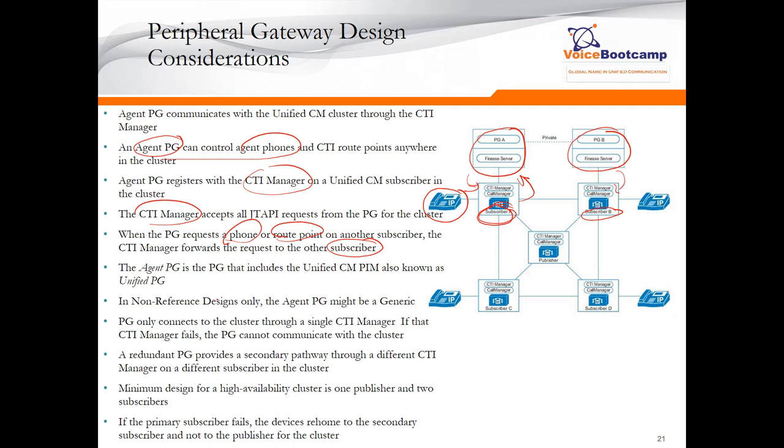Agent PG is the PG that includes a call manager PIM known as Unified PG. In non-reference design, the agent PG might be generic PG, where a generic PG can be shared between PIM types as well as VRU type. PG will only connect to one particular CTI manager, so therefore if that CTI manager fails, the PG cannot communicate with the call manager cluster.